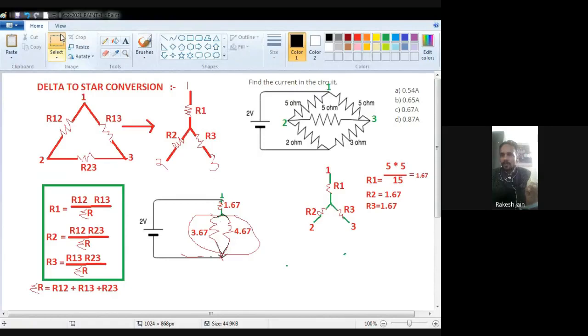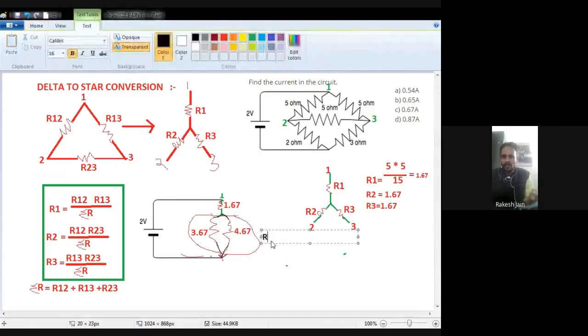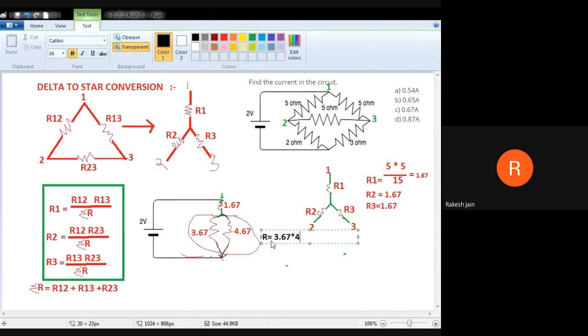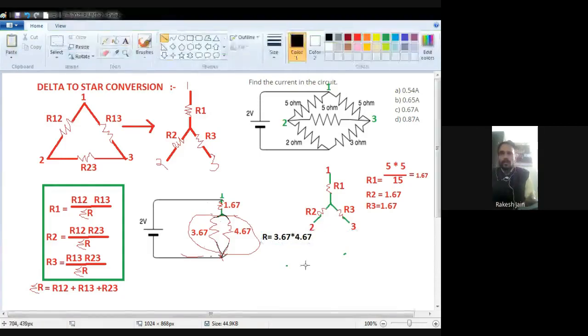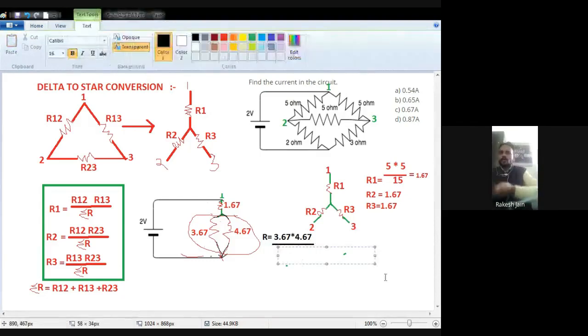Similarly here, this 3 ohm and 1.67 ohm resistances are in series, so both are added with each other. They will be removed completely and a new resistance of 4.67 will be there.